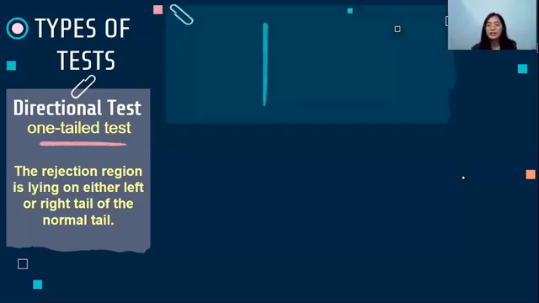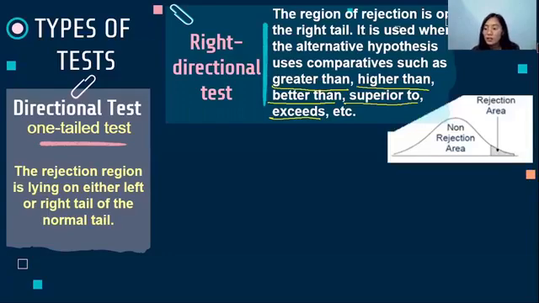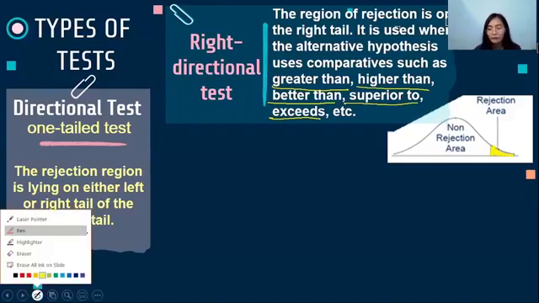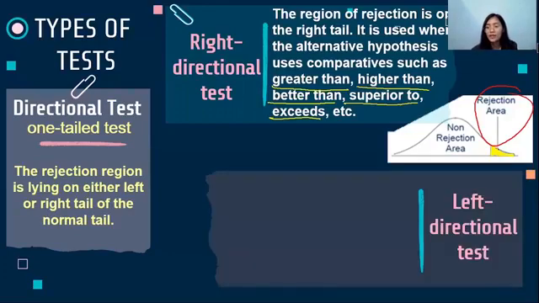Let's have the right directional test. It is when the region of rejection is on the right tail. It is used when the alternative hypothesis uses comparatives such as greater than, higher than, better than, superior to, exceeds, or other phrases. For the illustration, if we illustrate it on our normal curve, it is located here on the right tail of our normal curve. So this is our rejection area.